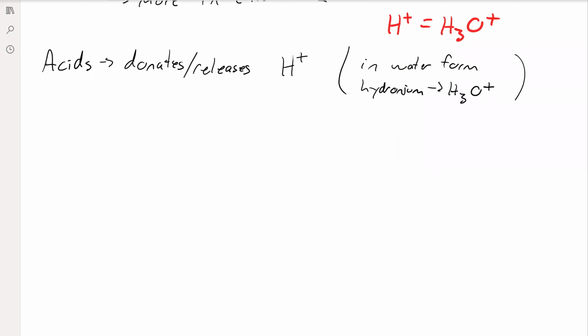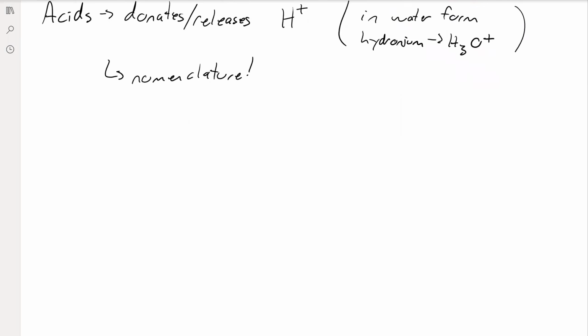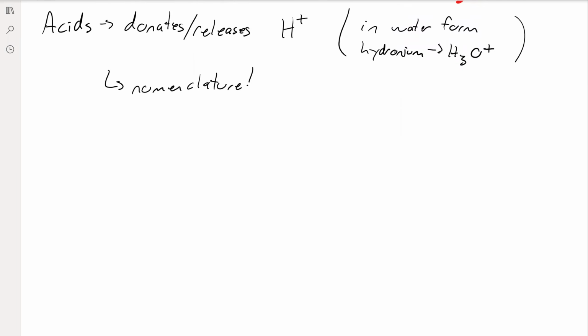So how does one identify whether something is an acid or not? The best way to do it is through your nomenclature, right? We learned how to name compounds, and the acids all pretty much have the word acid in them, right? So if we have HNO3, that's nitric acid. So that's obviously going to act as an acid.